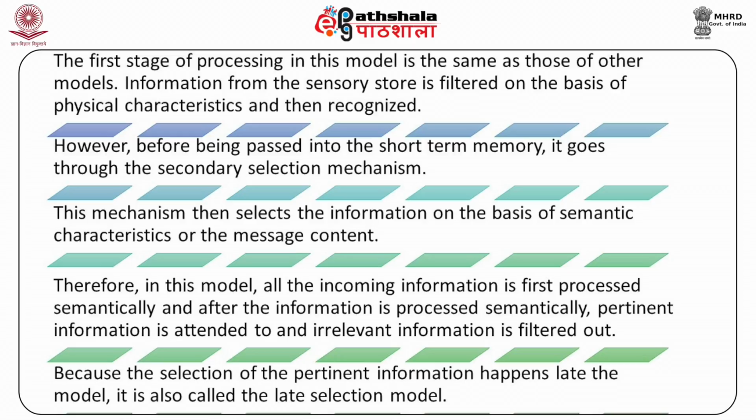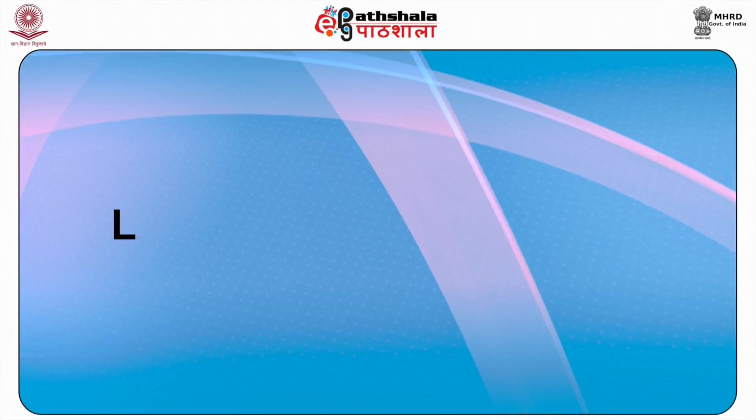Therefore, in this model, all the incoming information is first processed semantically, and after the information is processed semantically, pertinent information is attended to and irrelevant information is filtered out. Because the selection of the pertinent information happens late in the model, it is also called the late selection model.